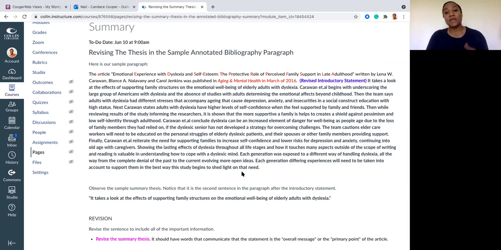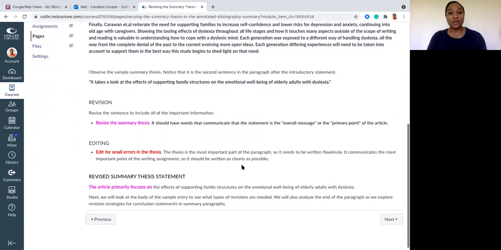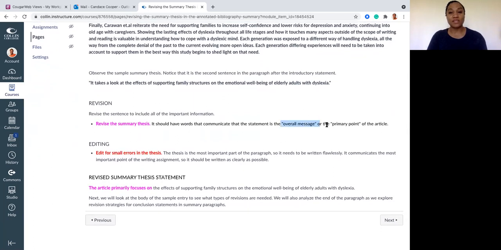The next thing you want to do is make sure that you use language that communicates that it is the overall message or the primary point. I can't tell you how many students forget to do this. And so it's sentence number two, so I can interpret it, but you don't want to leave anything to interpretation when you are earning points. You want to make sure you get all of those things. So to do that, be as clear as possible. And so you want to use things like overall message, primary point, primarily focuses on, the center message, something that lets me know this is the main idea, right?